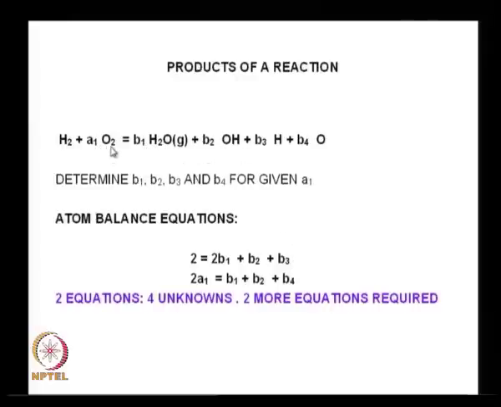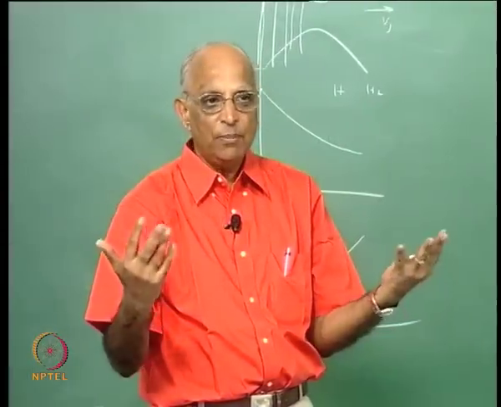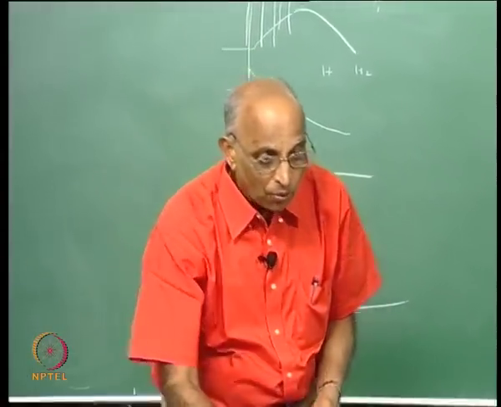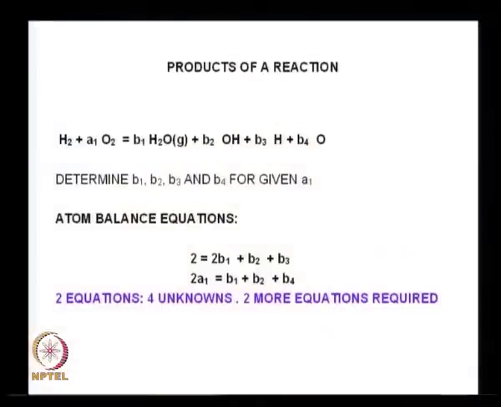I also have 2 A1 of oxygen, 2 of O atoms, and therefore I have B1 plus B2 plus B4 over here. I have these 2 equations which represent the atom balance equations. But now I need to determine the value of B1, B2, B3 and B4. That means I need 4 quantities, I have only 2 equations. Therefore, I need 2 more equations to be able to determine this value, right.